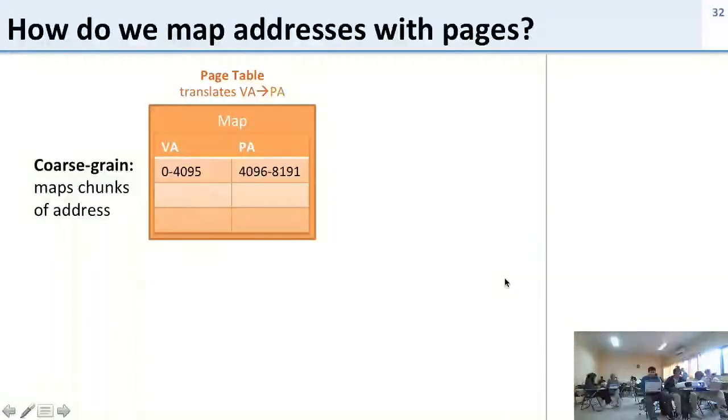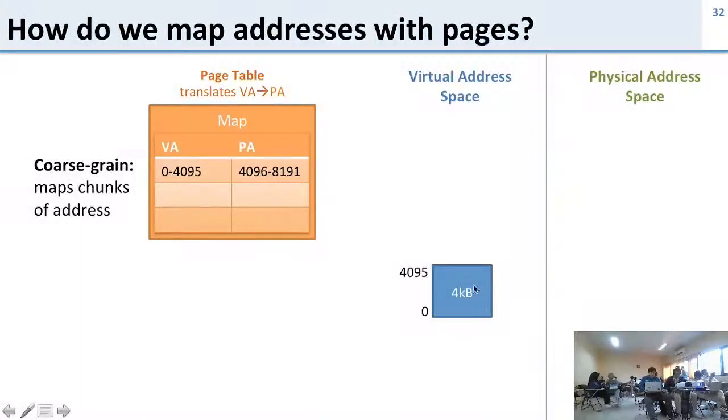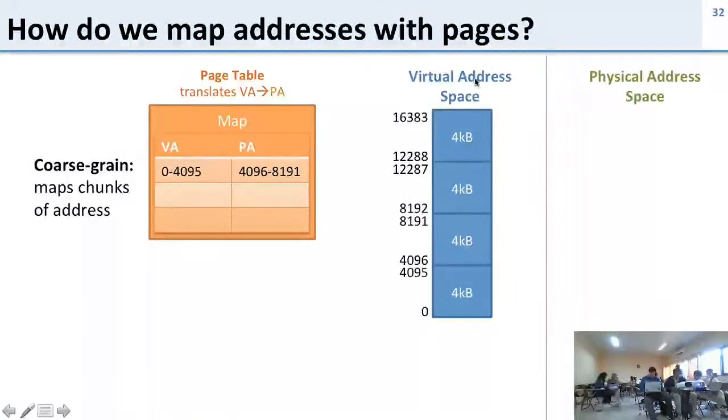Now, how do we map addresses within a page? Before this was really easy. You just looked up the word address in your page table and it told you what the physical address was. Now our page table tells us that all the addresses in this range map to this range. So how do we look something up? To do this, we think about our virtual address space and our physical address space in pages. So here are the pages. Here's the first page in our virtual address space. It's address 0 to 4095. The second page, the third page, the fourth page, etc.